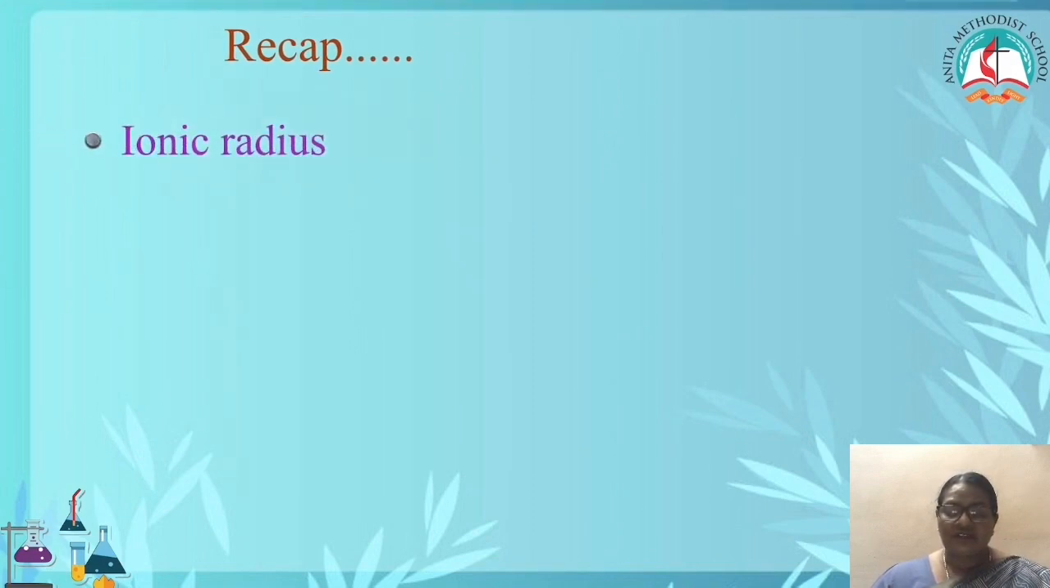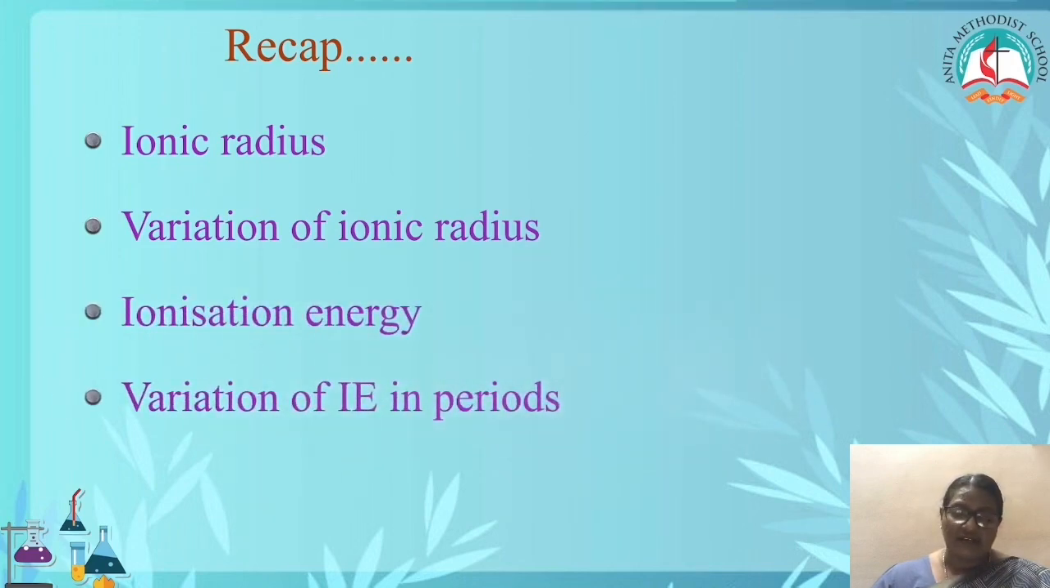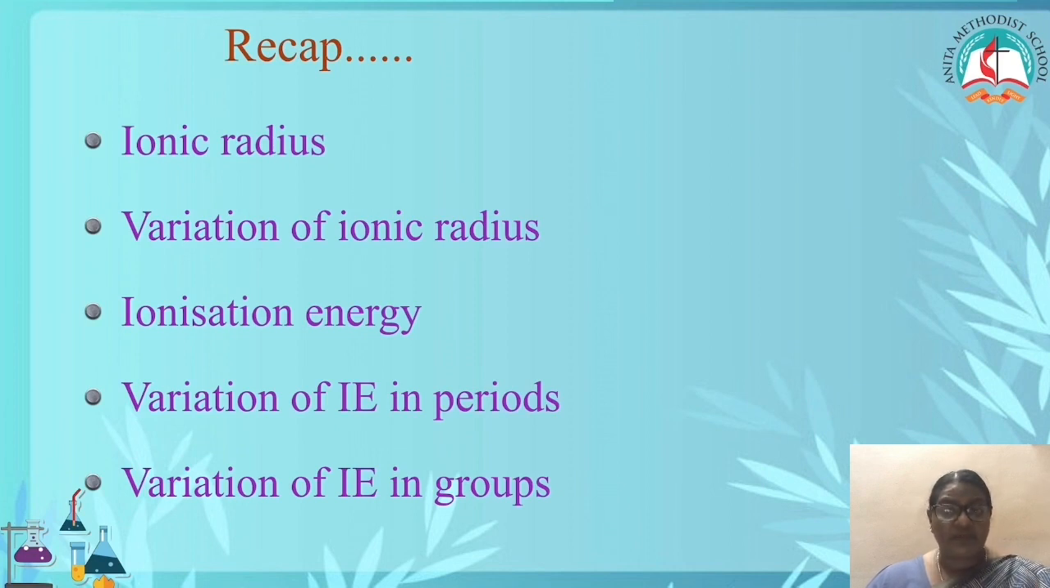So, in today's lesson, children, we will learn about ionic radius. We will learn about the variation of ionic radius, ionization energy, variation of ionization energy in the periods and in the groups, and we also saw the comparison of the ionic radius of cation and anion and isoelectronic ions. This is a very important concept. Please revise the pages in the textbook, then take up the test.